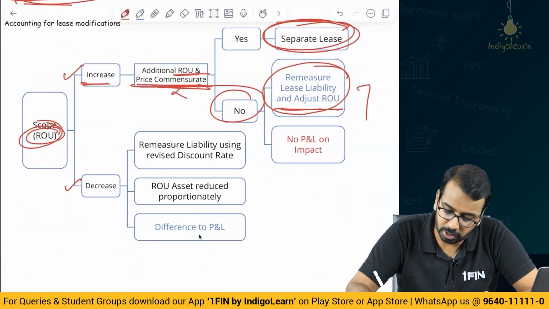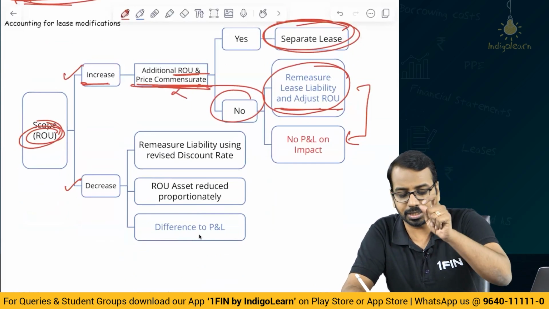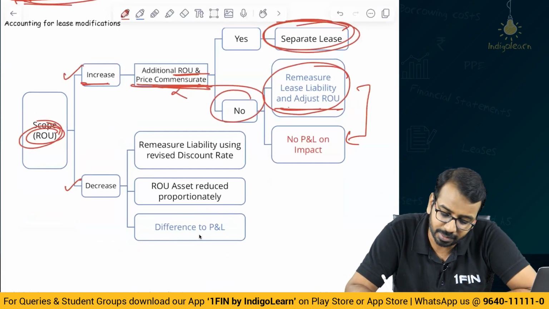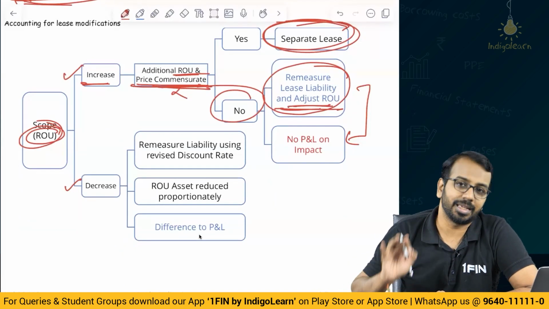Then here you will not have any P&L impact. Not having any P&L impact means whatever change you make in the lease liability, the same change you will be doing in the right of use asset. So there is no P&L impact, right?